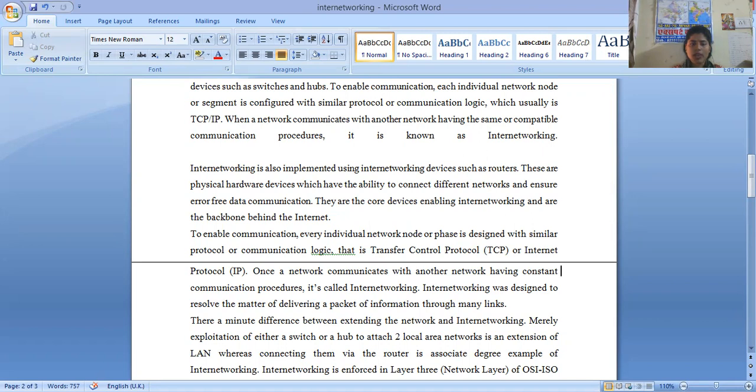So merely using either a switch or hub to attach two local area networks is an extension of a LAN, whereas connecting them via a router is an example of internetworking. Like what?